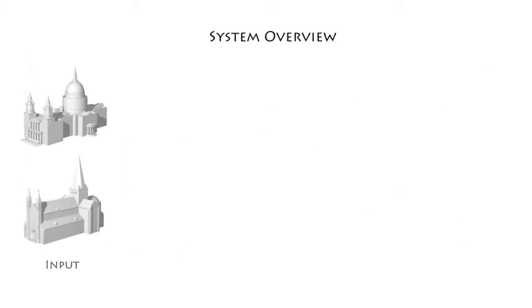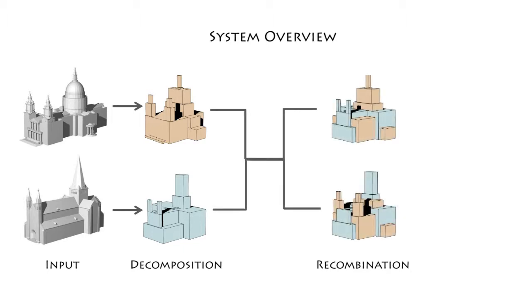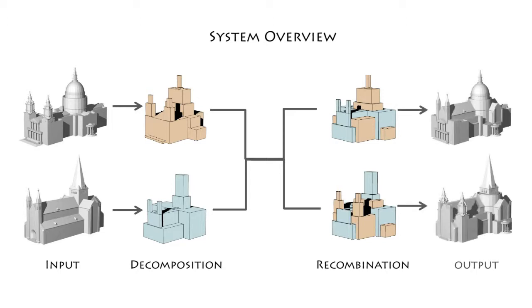We use Google 3D warehouse models as the input. Our system has two steps: model decomposition and parts recombination. The decomposition step partitions an input model into parts. They are shown as blocks here. The recombination step generates novel models by combining parts from the two examples. The final output model is generated by stitching together the meshes contained in the blocks. We now explain each step in detail.